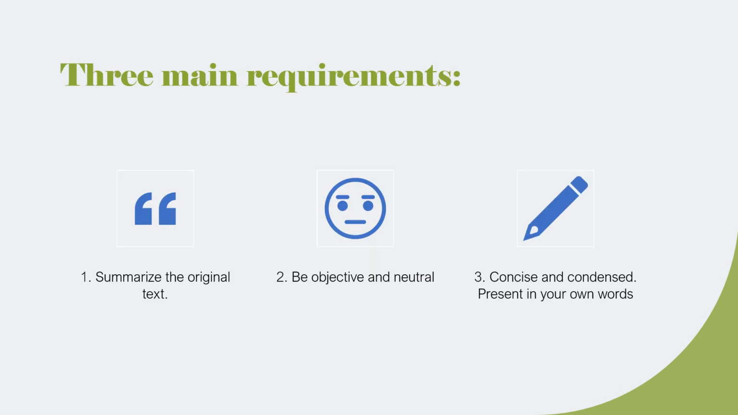When writing the summary, there are 3 main requirements. 1 is that the summary should not cover the original text as a whole. 2, the material should be presented in a manner that is neutral. You're objective. You don't want to present your own ideas.